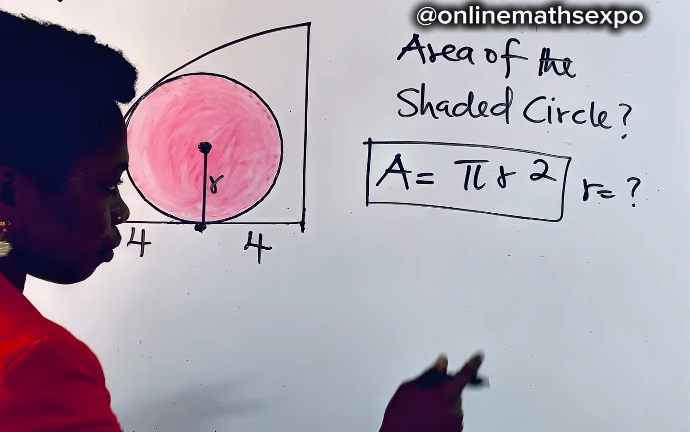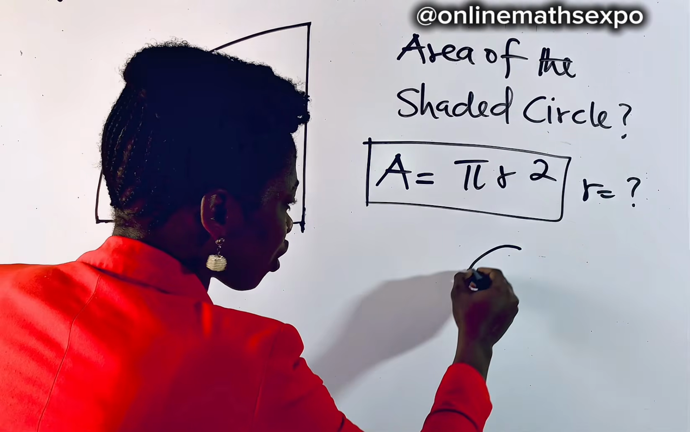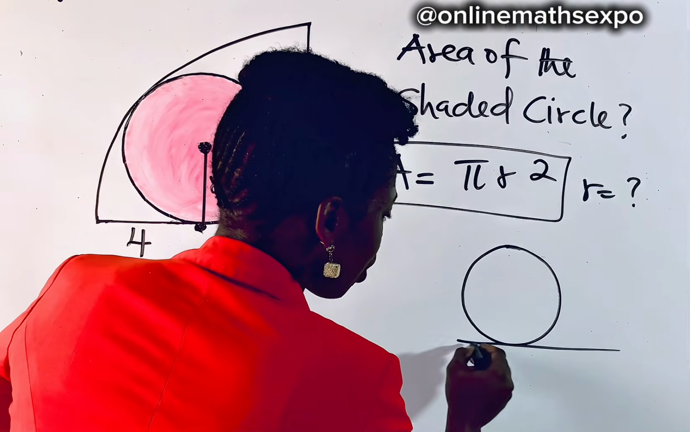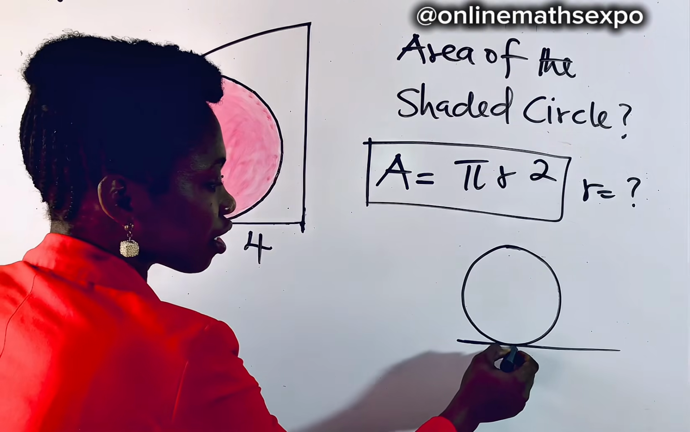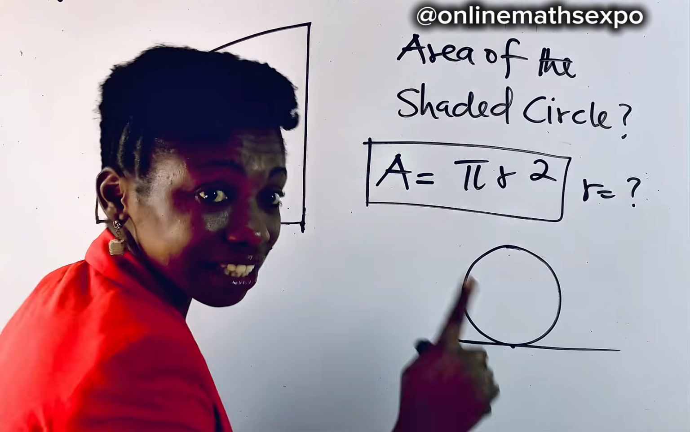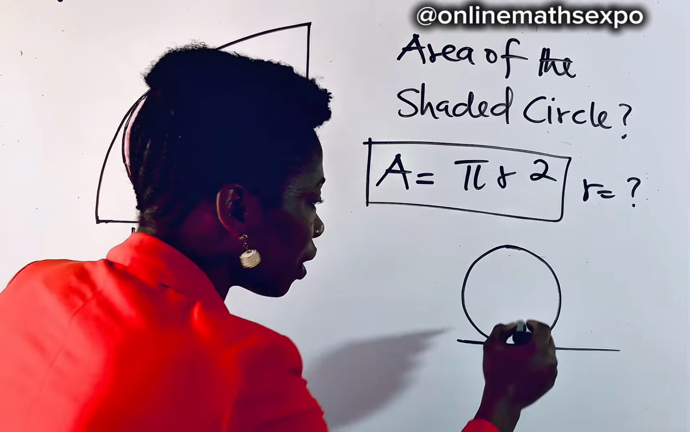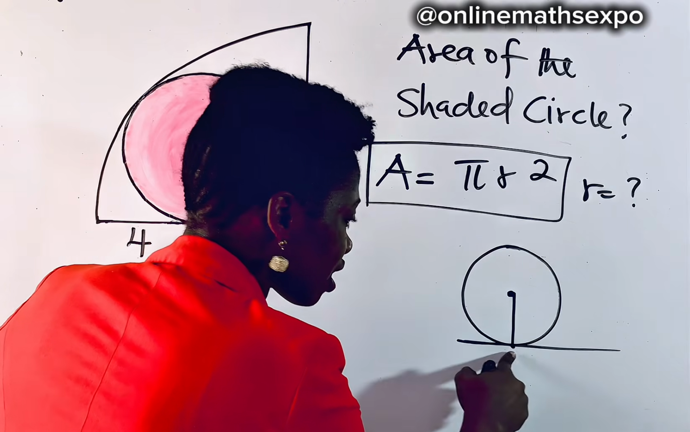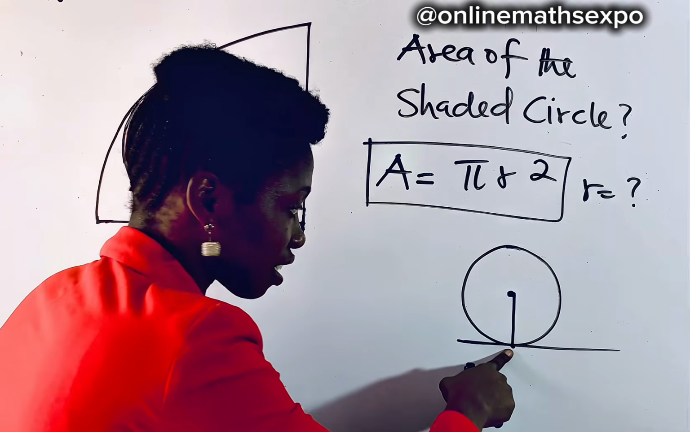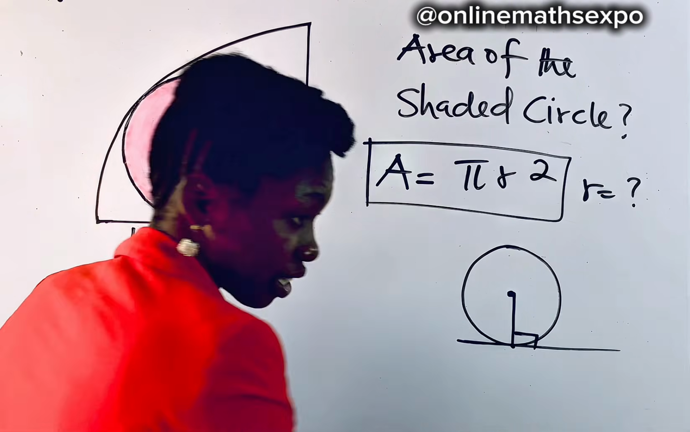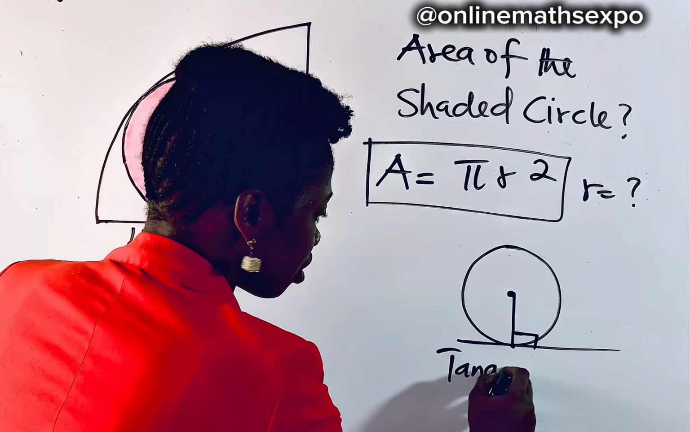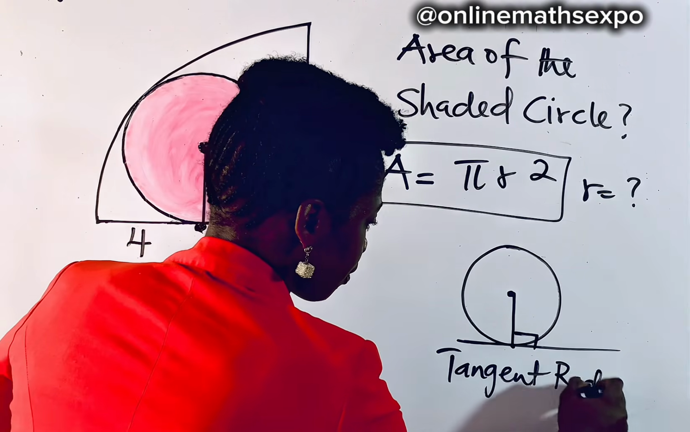Remember this theorem. Each time you have a circle drawn and there is a line touching the circle at a point, we call this line the tangent line. And whenever a line from the center touches this tangent at the point of contact, it always makes a right angle. We call this the tangent and the radius theorem.